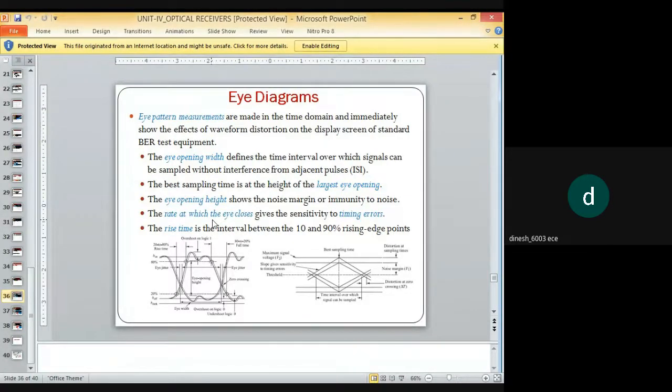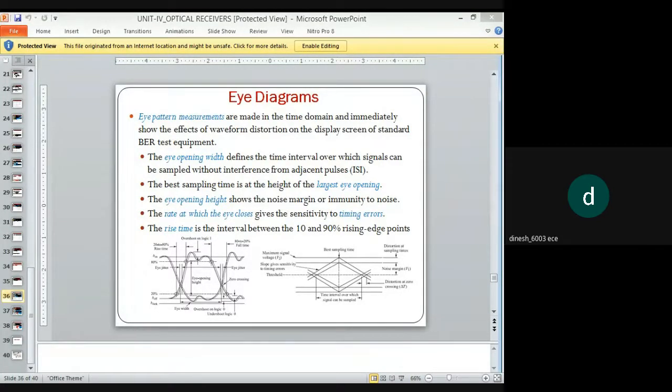The eye opening width defines the time interval over which signals can be sampled without interference from adjacent pulses. The best sampling time is at the height of the largest eye opening. The eye opening height shows the noise margin or immunity to noise. The rate at which the eye closes gives the sensitivity to timing errors.